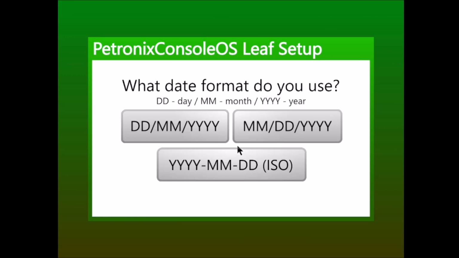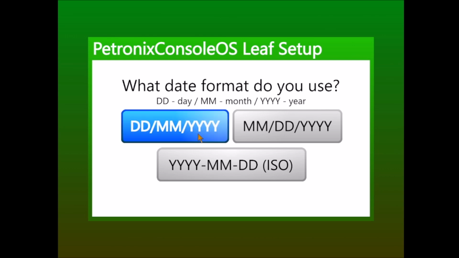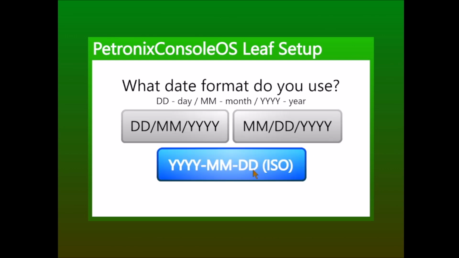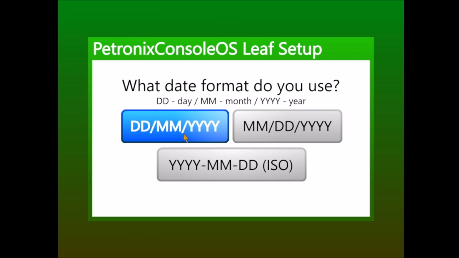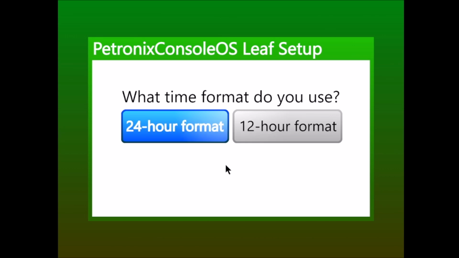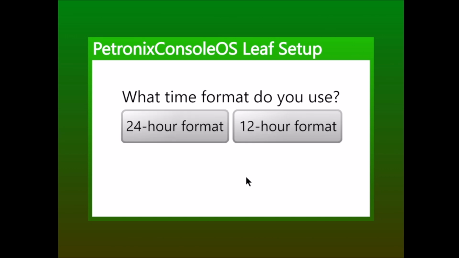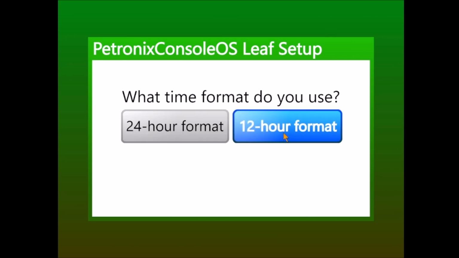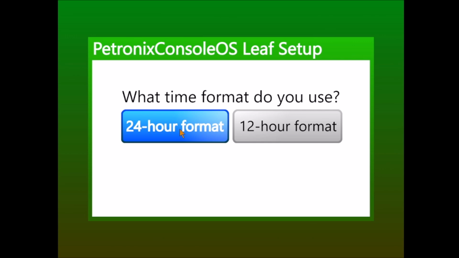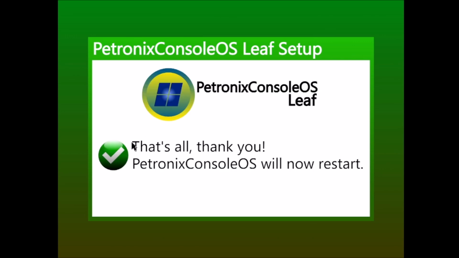After that, you choose your date format, day, month, year, or the ISO format, year, month, day. I'll pick day, month, year since I'm pretty much used to that. And here you just choose either the 24-hour format or the 12-hour format. I'm used to the 24-hour format, so I'll just choose that. And that's it. Quick and easy. Setup finishes, PetronixConsoleOS will now restart, and you'll soon see the login screen.